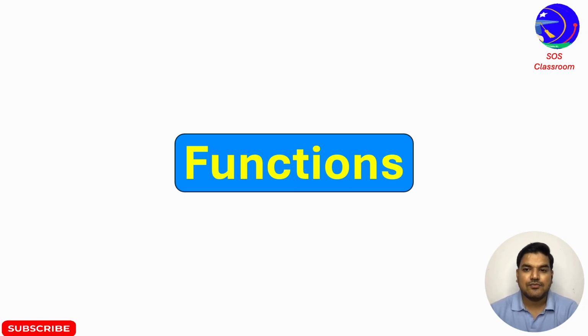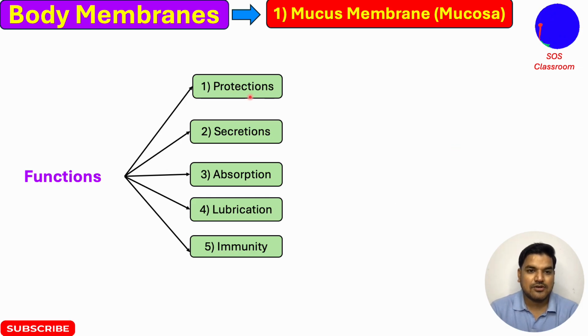Next, what are the functions of the mucous membranes? We already know the functions: protection, secretions, absorption, lubrication and immunity. Protection from tearing and wearing of the structures, protection from different types of bacteria, secretion of different types of hormones and enzymes, absorption of different types of elements or nutrients, and lubrication, which prevents damage from direct injury, and last is the immunity.